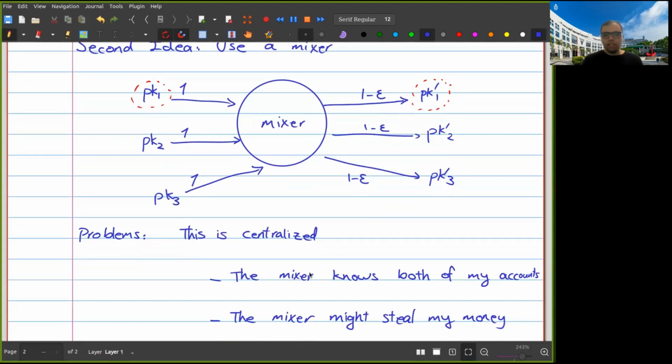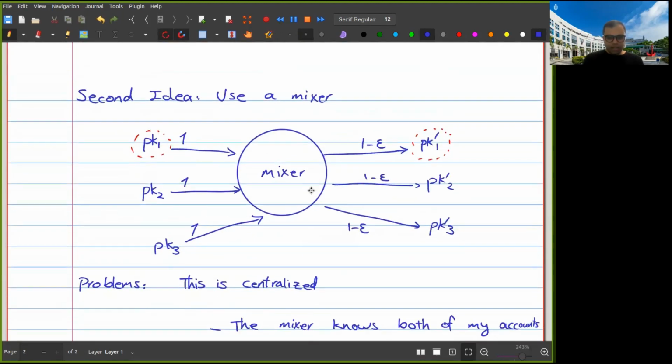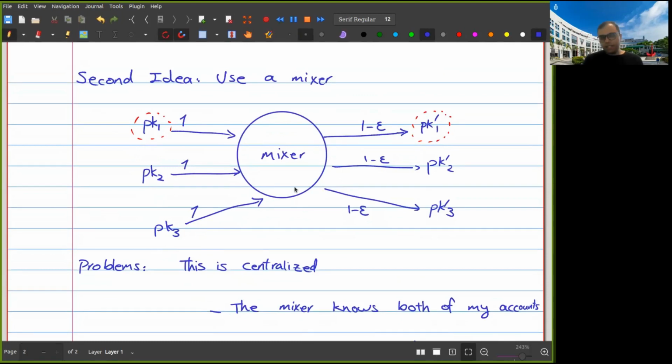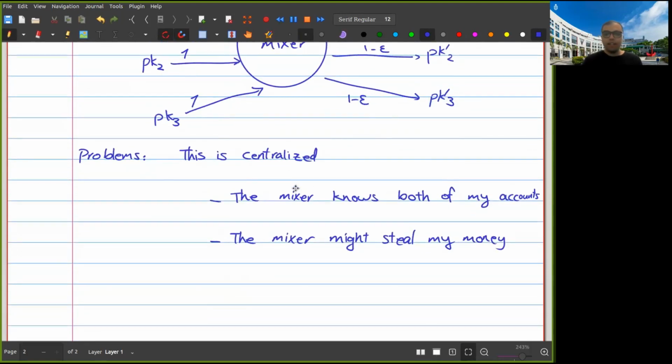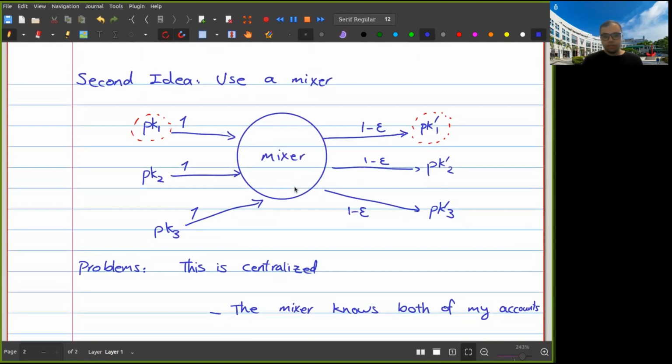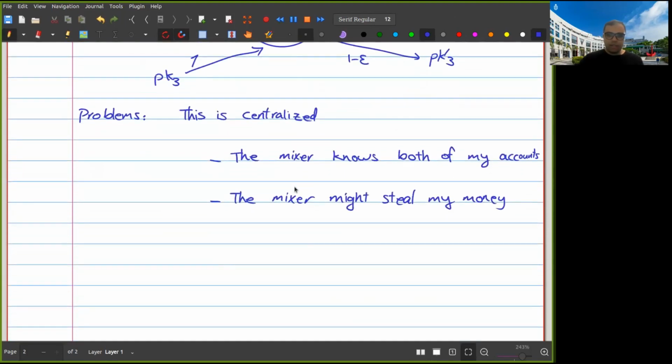You don't know if they will keep your secret or they will just share it maybe with your government. You don't know if they will keep your money or not. So it's very risky. So not a great idea. Now, what do we want to do to avoid this? What kind of solution can we have?